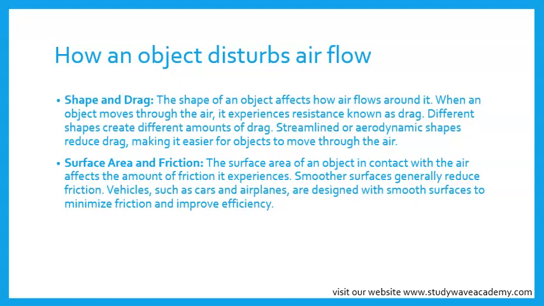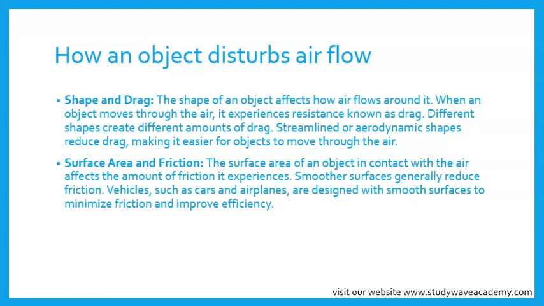Do you understand? The shape of an object affects how air flows around it. Smooth or streamlined shapes create less disturbance, while irregular shapes create more turbulence. Okay? As an object moves through the air, it experiences resistance called drag. The larger or less aerodynamic the object, the more drag it creates, disturbing the airflow. Do we understand that? We do, right?